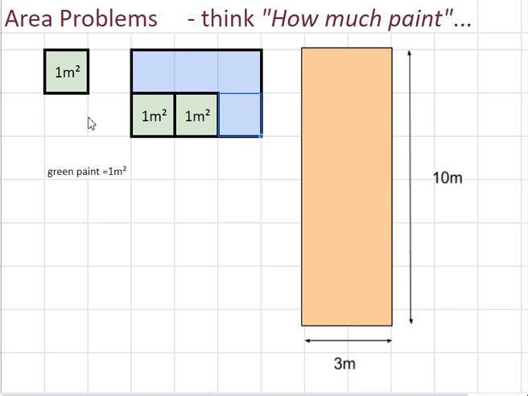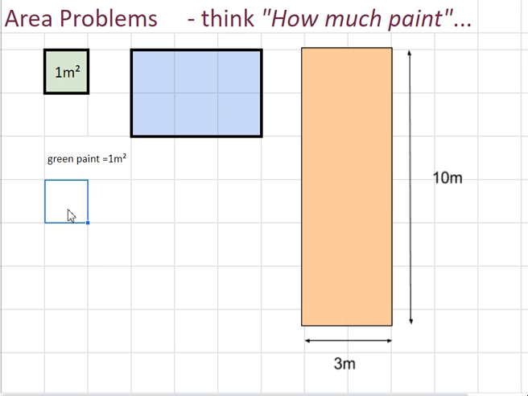So you can have a look at that blue shape right there, and it's fairly straightforward just to write down the answer and understand what's going on. How much blue paint will I need? It's going to be 6 meters squared.